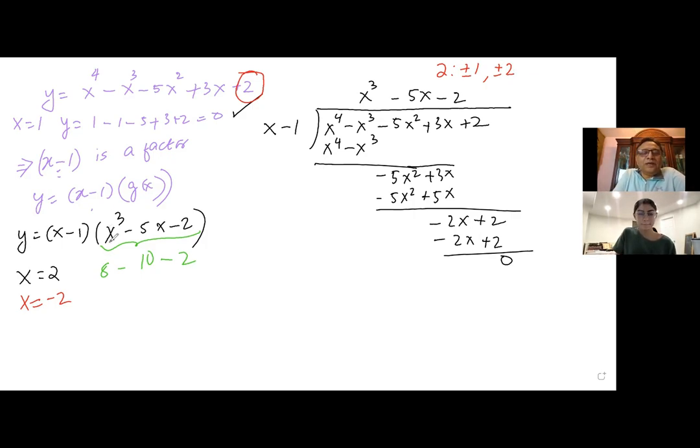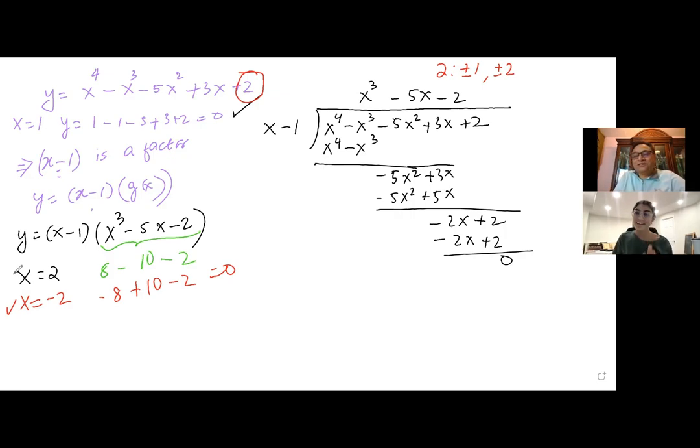Substitute 2 in x cubed minus 5x minus 2. Check it out. Did we do minus 2 first already? No, try negative 2 also. 2 to the power of 3 minus 10 minus 2. That's minus 4, so that doesn't work. And then minus 2 to the power of 3 minus 5 times negative 2 minus 2. Yes, that is a 0.